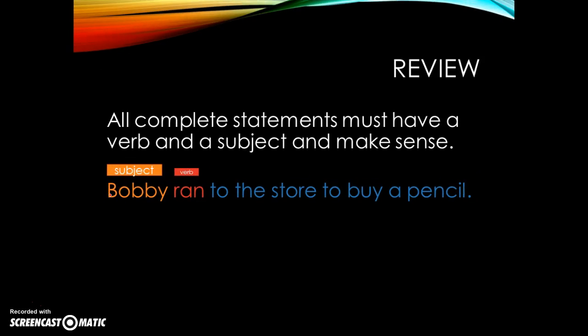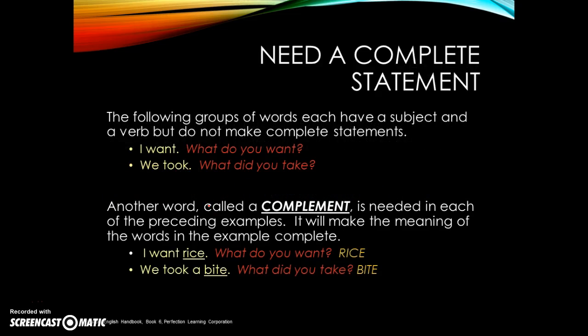All complete statements must have a verb and a subject and make sense. That should probably sound familiar to you by now. So in this example, Bobby ran to the store to buy a pencil. We have a subject and an action verb. But that's not enough. You have to make sure you have something in there that completes the statement for that verb and subject. So let's look at some examples where that's not enough.